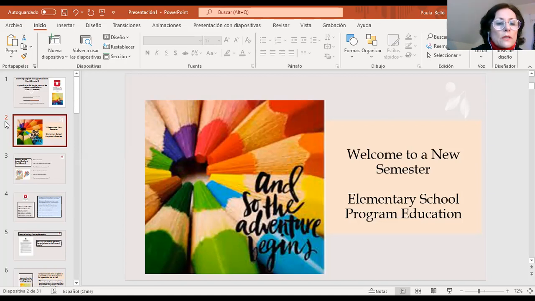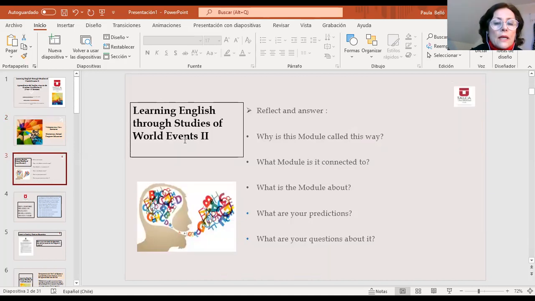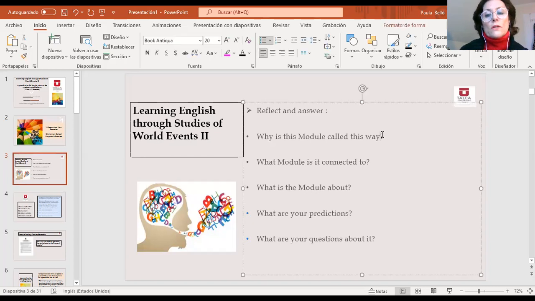Okay, and now that this is Learning English Through Studies of World Events 2, that means there was a Learning English Through Studies of World Events 1. So why do you think this module is called this way? And which was your previous experience? Why is this module called this way? In English or in Spanish? No, everything in English. Now okay.